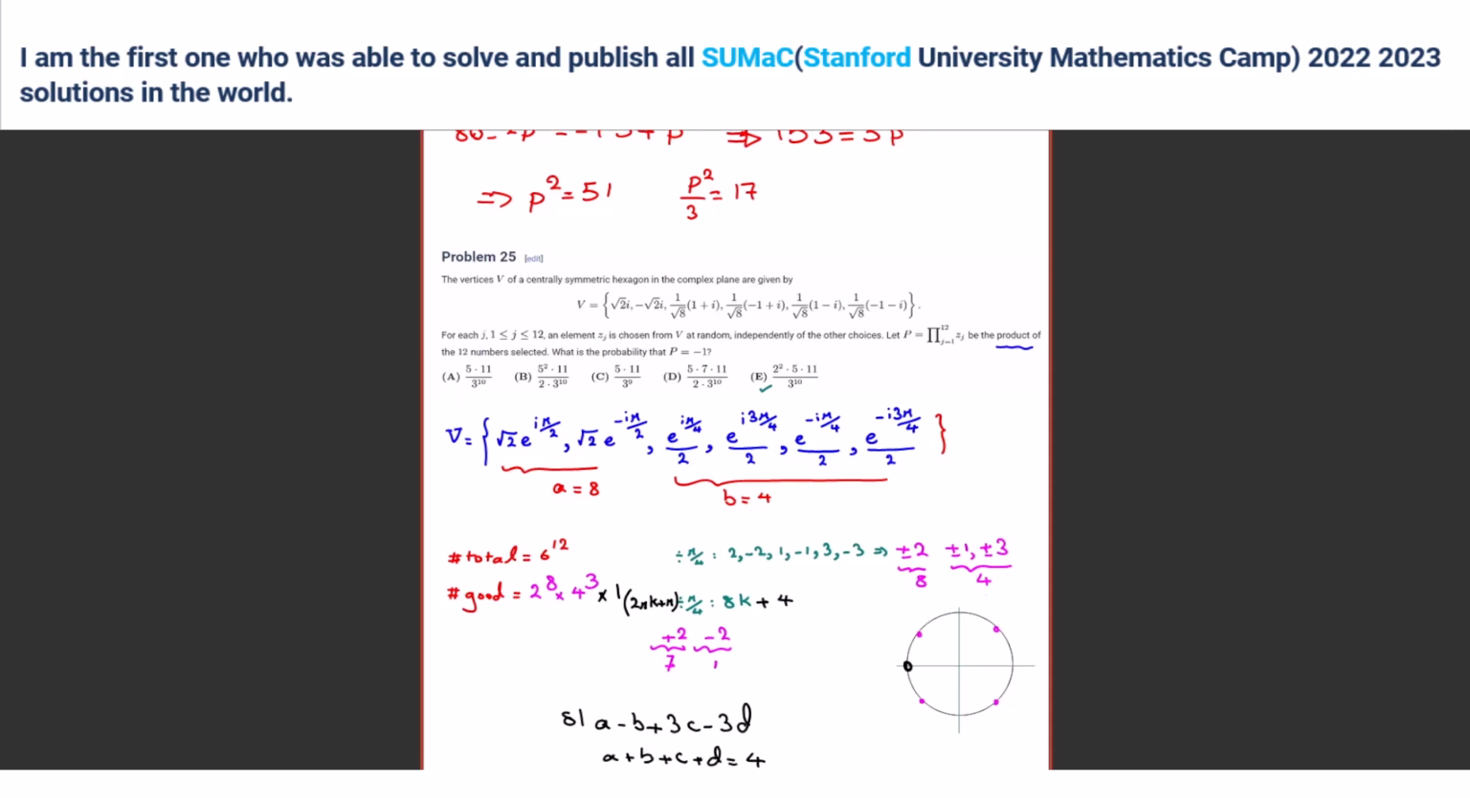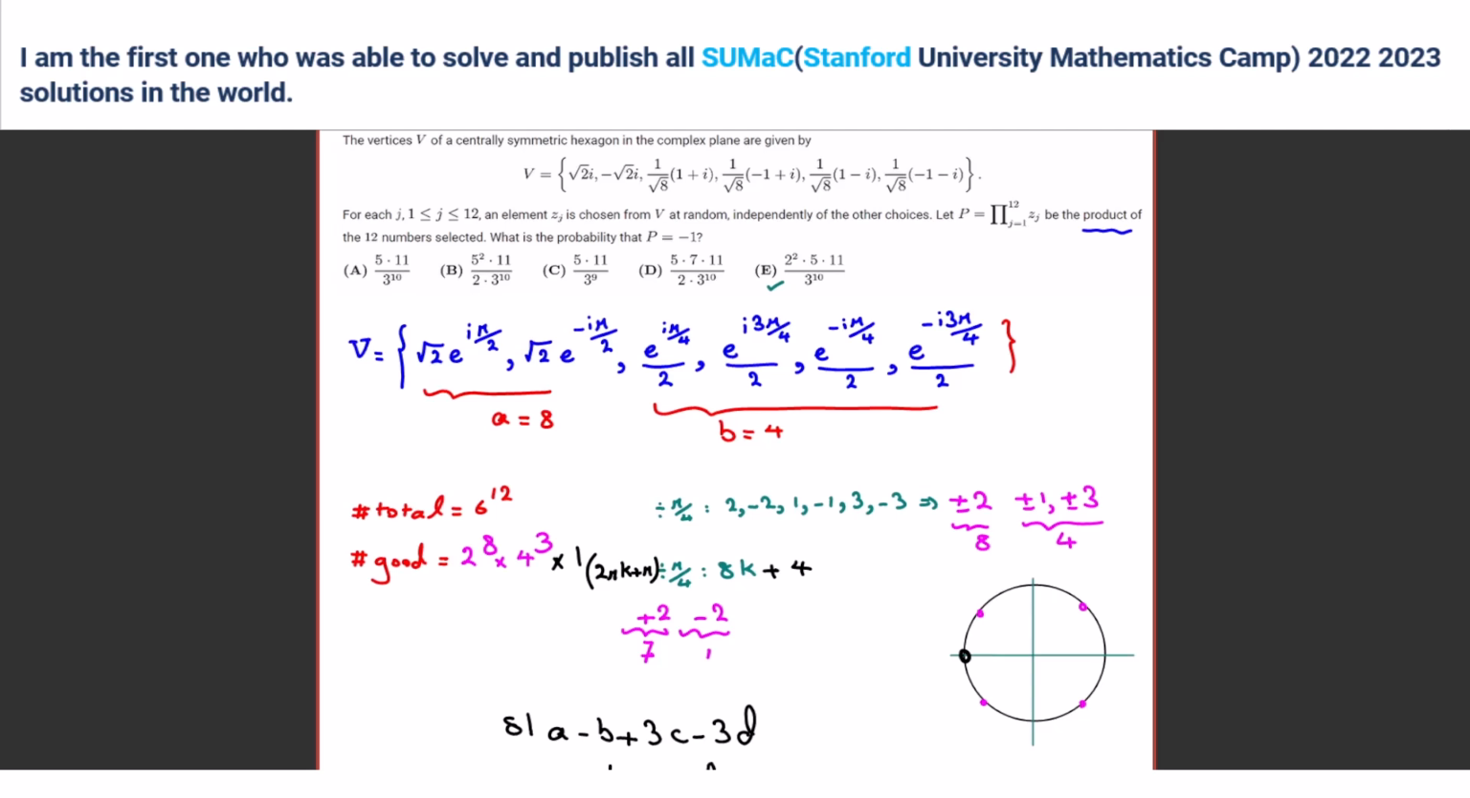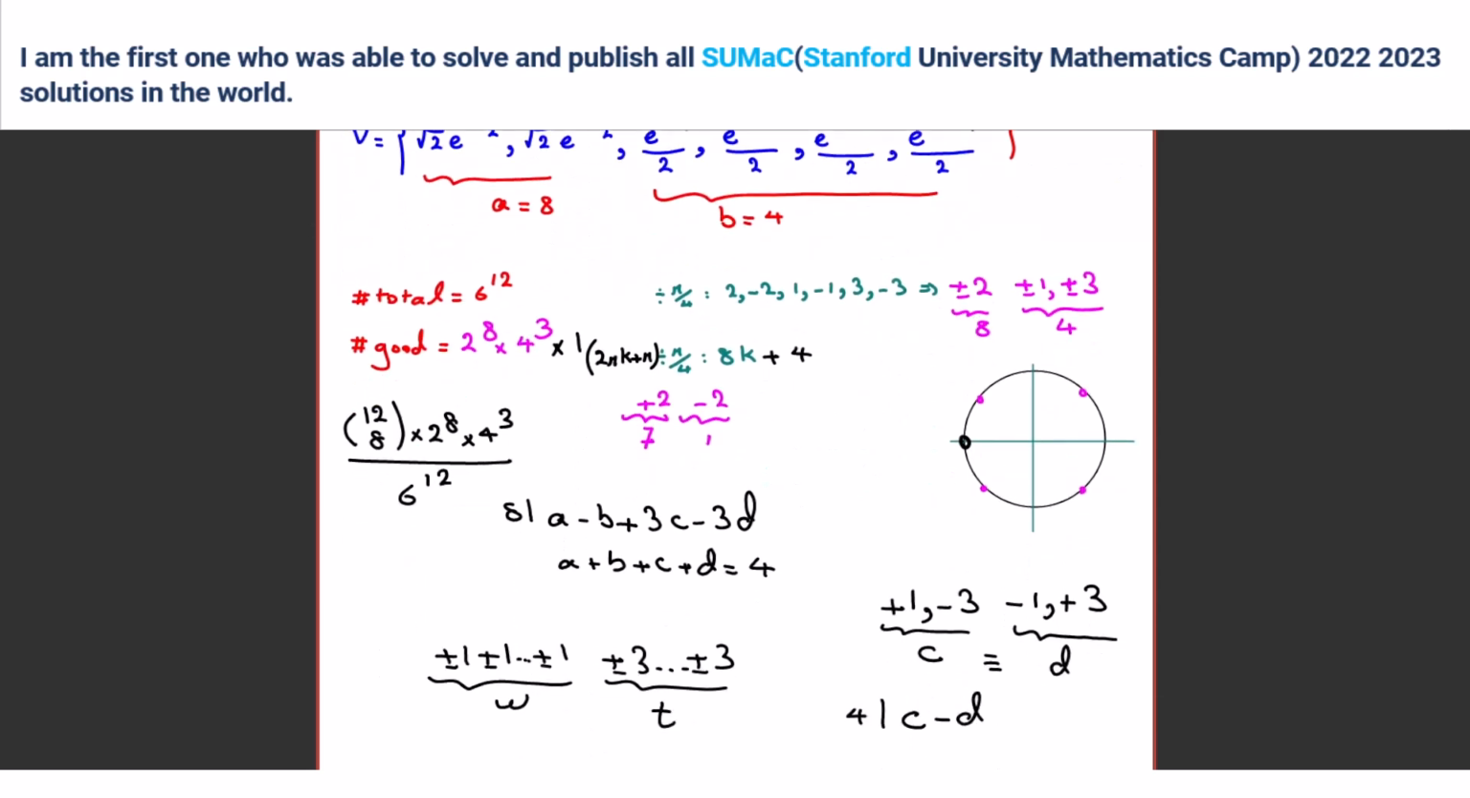You have to divide it by 6 to the 12. You have to multiply by 12 choose 8, and then divide by 6 to the 12. There's a 12 choose 8. No, because we said 2. Let me check. Yes, multiply by 12 choose 8. Each of them, then 2 to the 8, 4 cubed, over 6 to the 12, right? Yeah. Then let's simplify this.